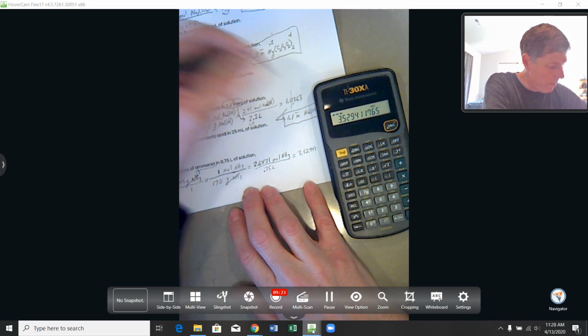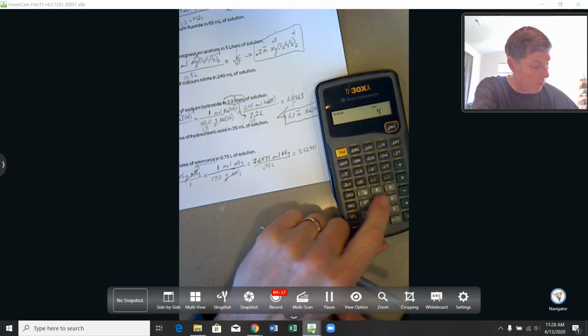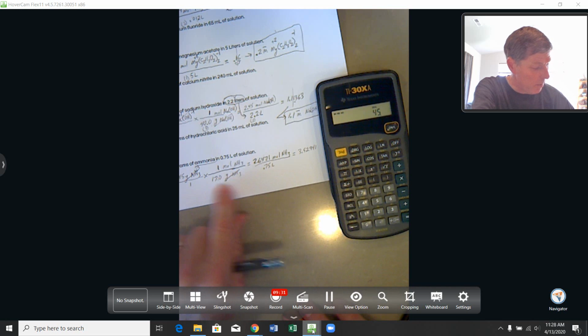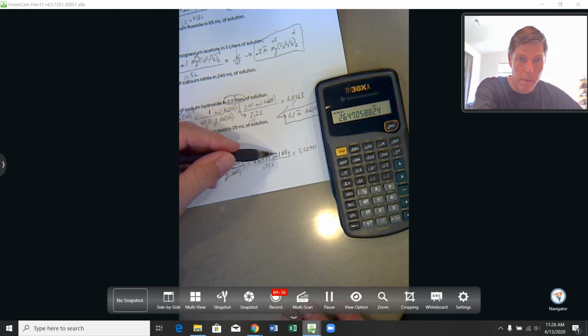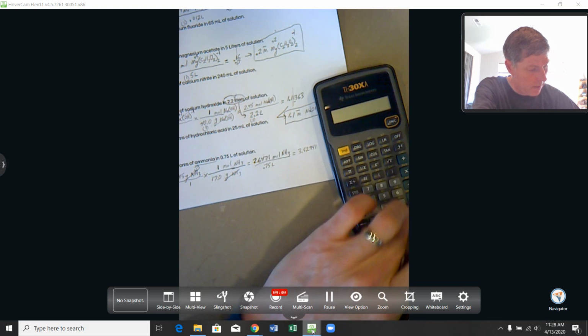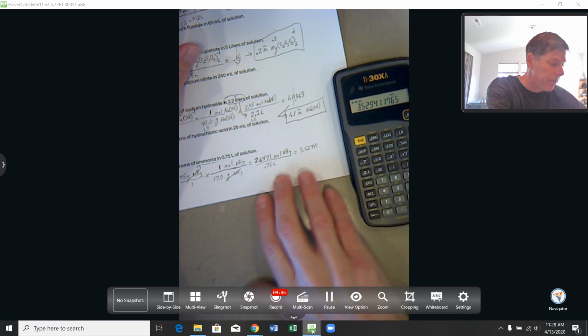3.5294. Okay, I want to double check my values. So I'm going to go 45 times 1, divide what's on the bottom. There's my 2.64, blah, blah, blah. Now I'm going to divide by the 0.75 and 3.52941. Notice it kept going. I don't need to go that far out.